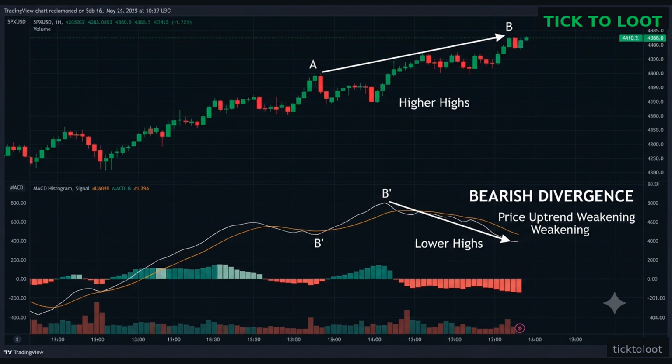MACD divergence occurs when the price and the MACD are moving in opposite directions. For example, if the price is making higher highs, but the MACD is making lower highs, it's a sign of bearish divergence. On the other hand, if the price is making lower lows, but the MACD is making higher lows, it's a sign of bullish divergence. This can be a powerful tool for identifying potential reversals in the market.